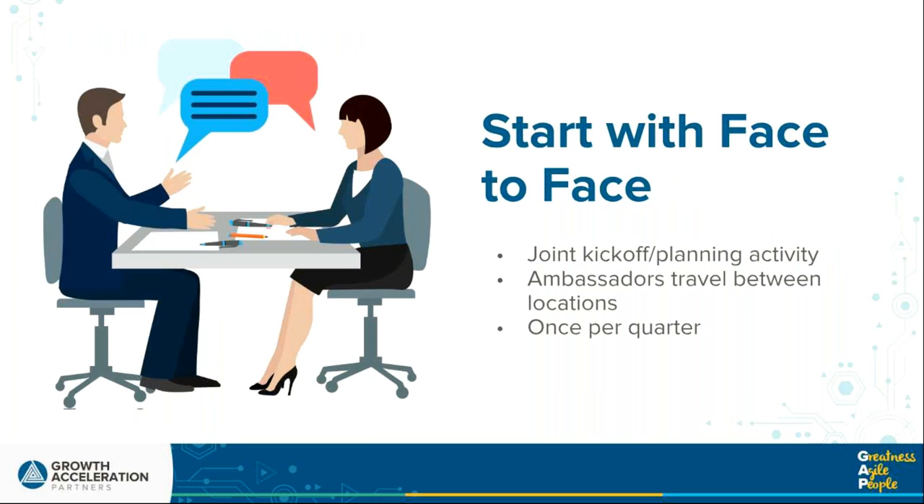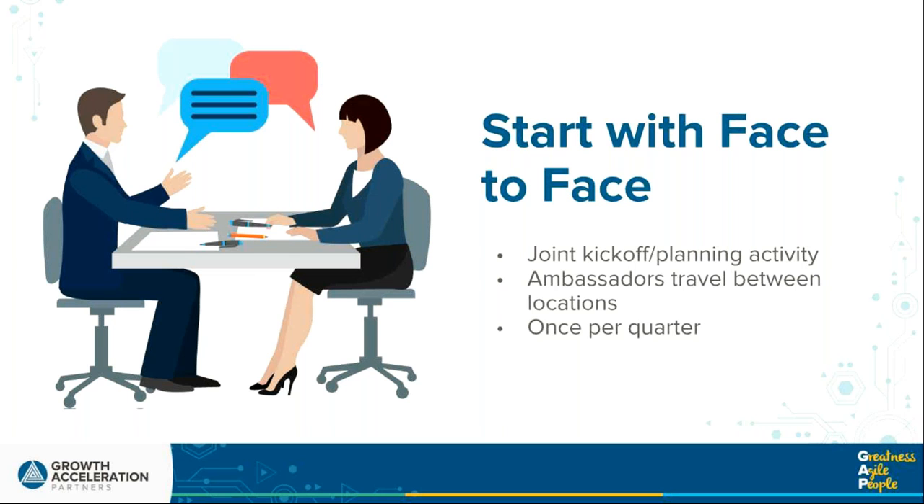So our best practice when working with a distributed team is start with face-to-face. It's great, especially during the storming and forming of a team, to have that face-to-face interaction to begin to build trust very early. Have a joint kickoff planning activity. We often have ambassadors travel between locations. So if you can't get everyone in the same room, have some people that will travel between locations to spend some face time. So for us, to have a client come visit our development office in Latin America is great, to create those relationships, or to have people from our team fly to the client site to create those relationships.